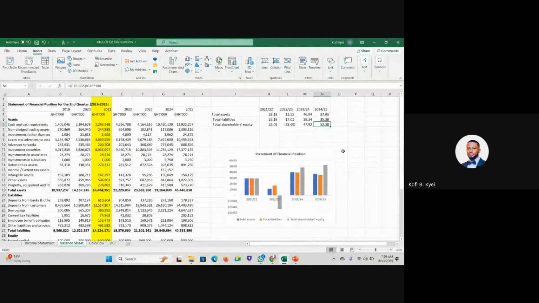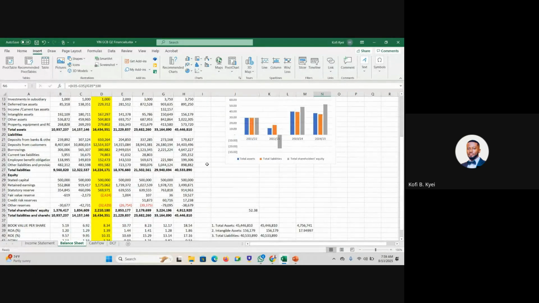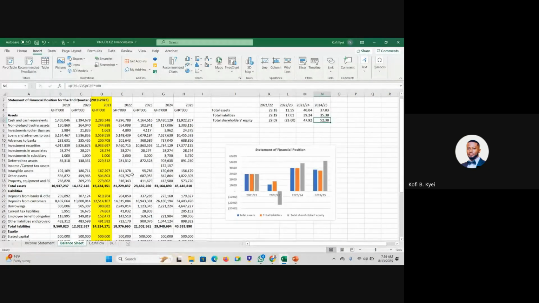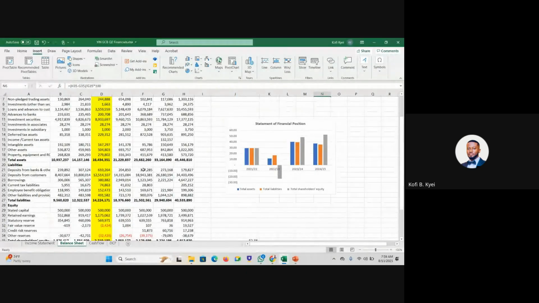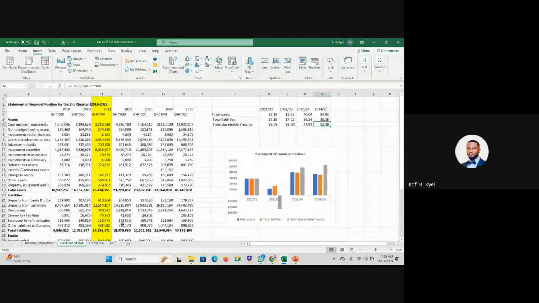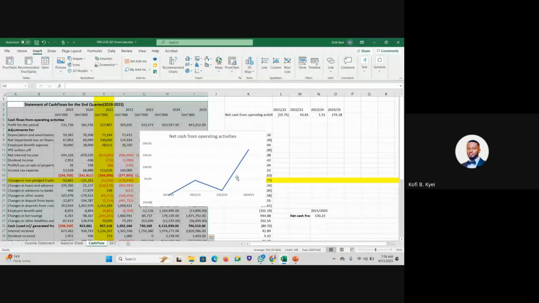Okay, so from this statement, you can easily conclude on the financial health of the business, because this is the balance sheet, the statement of financial position. When the liabilities are overwhelming the shareholders' equity, then you can say shareholders are not happy with the business. Okay, then the next sheet is the cash flow statement.